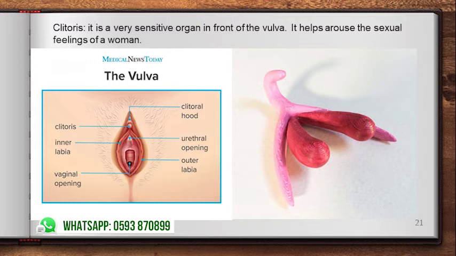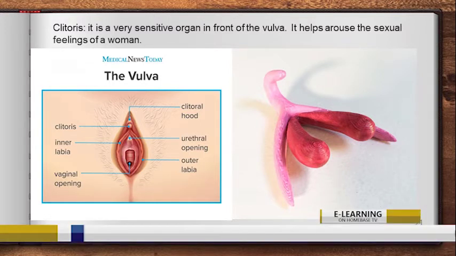The diagram on my left, that's the vulva. You can see the labeling of the clitoris. The diagram on my right is the separated clitoris on its own, the organ called clitoris. That is the organ. That is how it looks like.